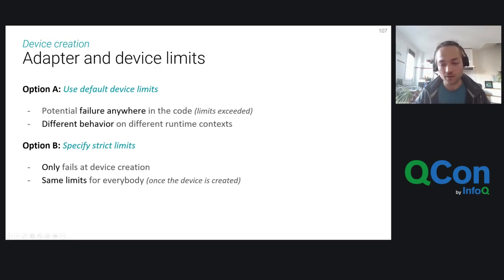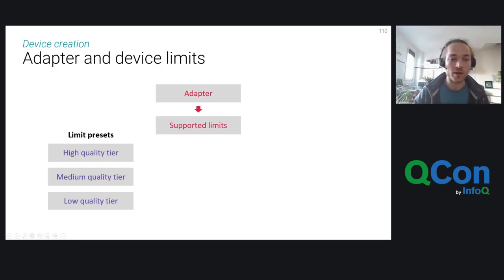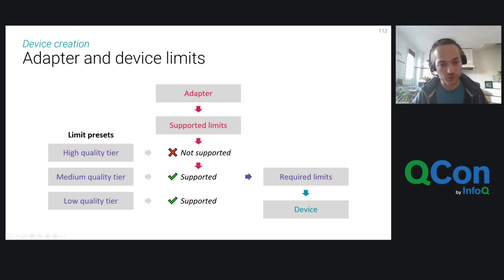And if you don't want to fail, you can actually define multiple quality tiers, with different limit presets. When you get the adapter, you look at the supported limits. You stop at the first set that is fully supported, and then you set the device according to this. You may have a global variable or an application attribute that says at any time which quality tier you are at, so that your application can adapt without breaking.